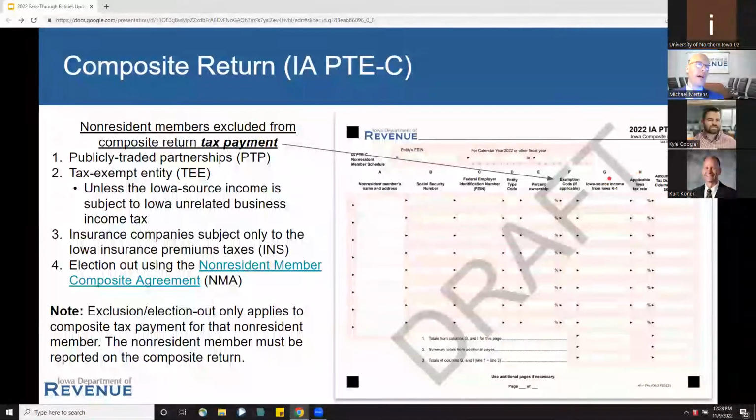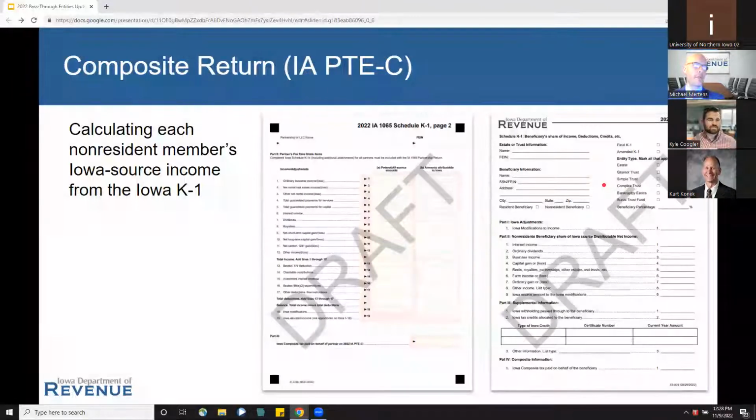So let's talk a little bit about how this Iowa source income for each non-resident member is calculated. It's a fairly straightforward calculation. I've got a bit of a preview here. Here are the new 2022 partnership and 1041 K-1s. I put these here to illustrate that the Iowa source income calculation for the composite return tax purposes is really a simple addition of certain fields on the K-1.